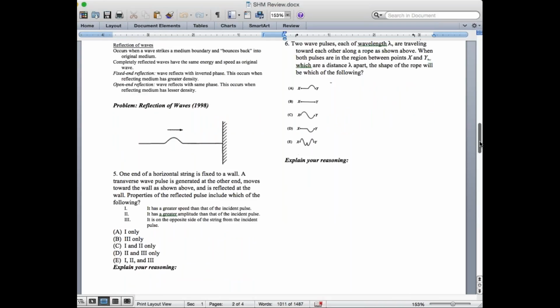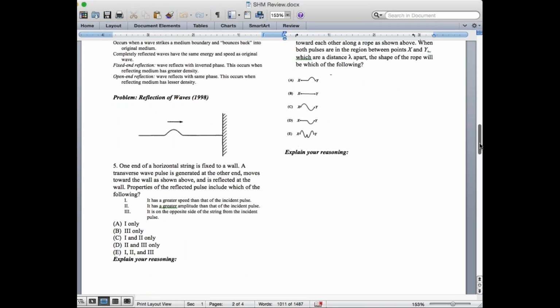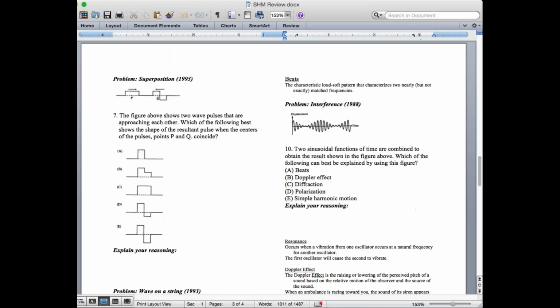Question 7 is another wave interference type problem. The figures show two wave pulses coming towards each other. The one on the left is coming to the right, this one's coming to the left, and we're going to see a partial annihilation, partial construction. If you look at this part here and this part here, they're both going up the same amount, so we expect something greater than we did originally. But that part over here on P and this part over here on Q are going to have a partial cancellation.